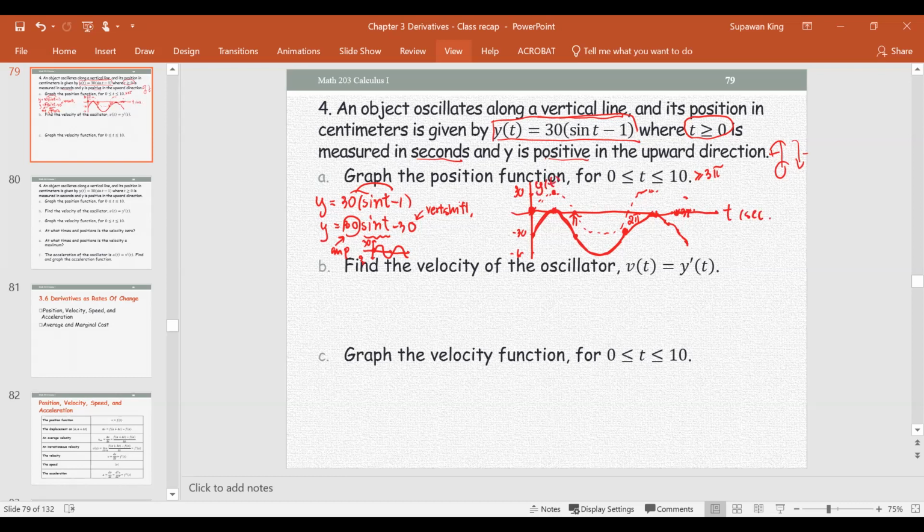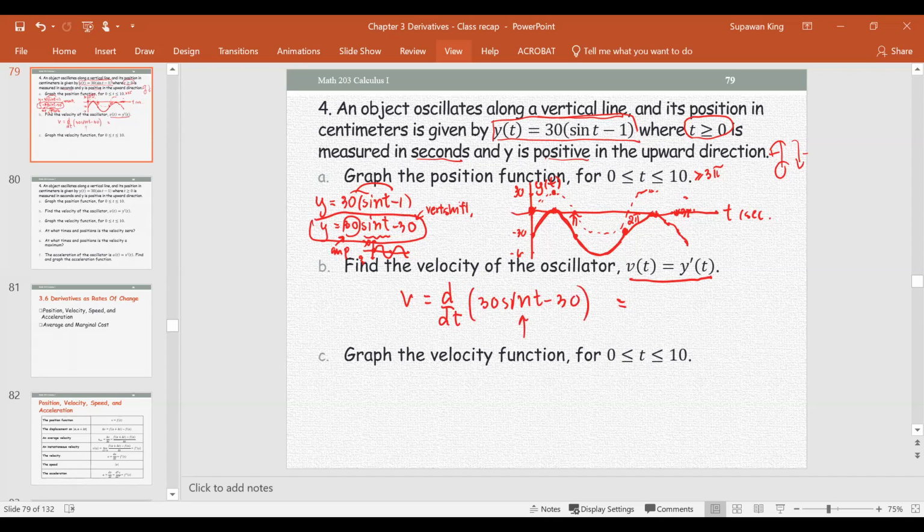So y at t. And part B, find the velocity of the oscillator. The problem already provides v equals y prime, the velocity is the rate of change of the position, which we're going to see more examples of in the next section. So velocity v is the first derivative of y. We'll use the expanded form here, which may be easier to handle. y equals 30 sine t minus 30. So v is the derivative with respect to time t of 30 sine t minus 30, and we do the derivative one term at a time.